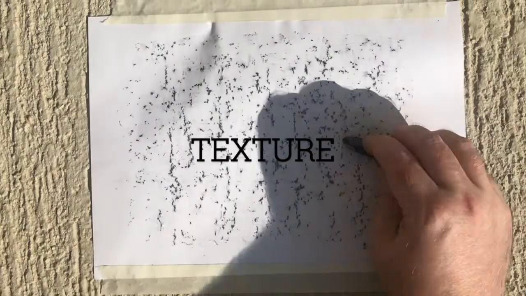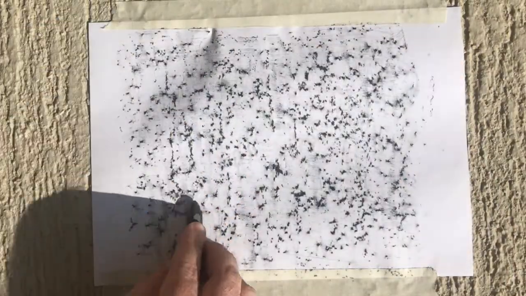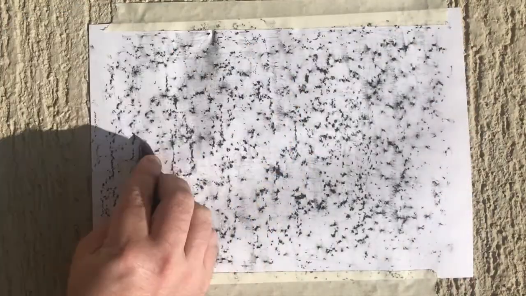The last element is texture, which is used in 2D design to replicate 3D surfaces through various drawing or media techniques. On 3D surfaces, it is experienced by touch or by visual experience.